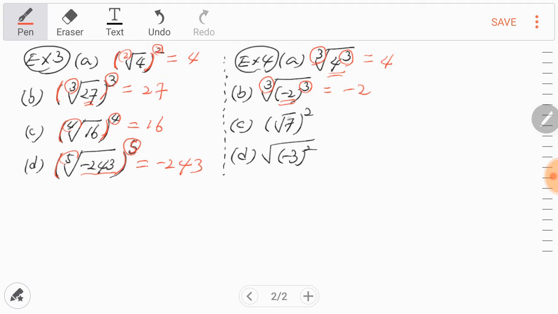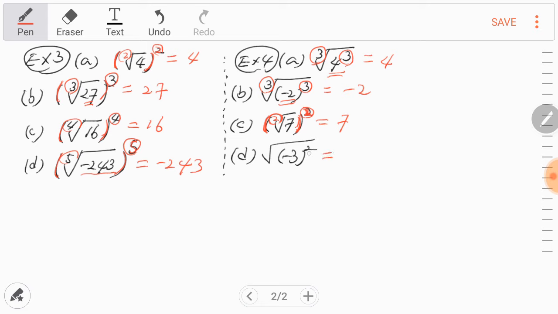Okay, the next one, look at this. The square root is raised to the second power, so the power is outside the radical symbol. Since the power exponent and the index of the radical are the same, take the base out. Take the base out. Okay, how about the last one?